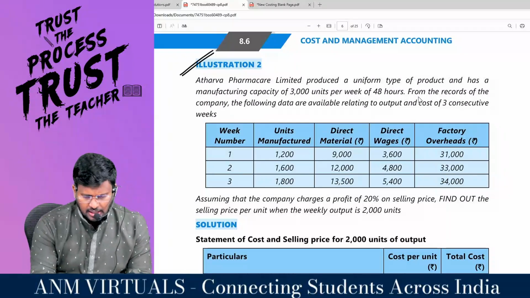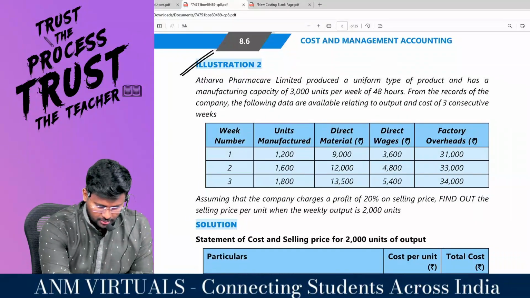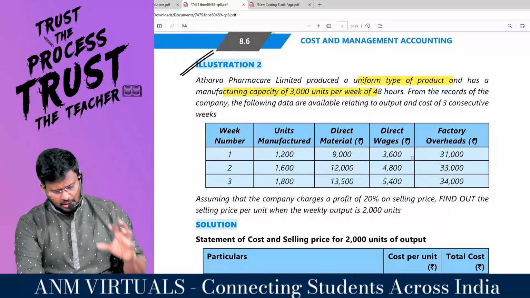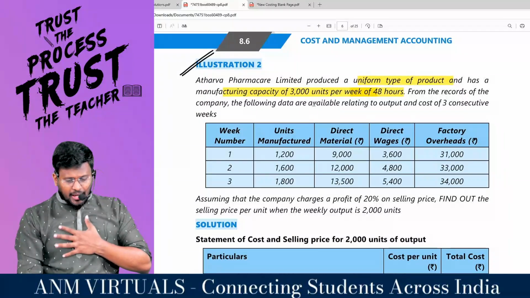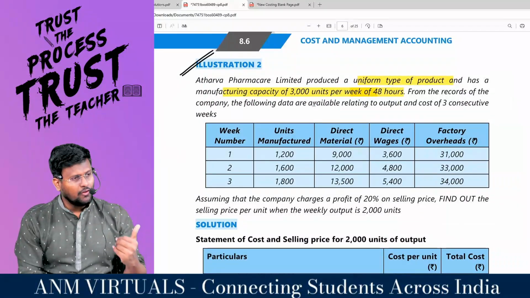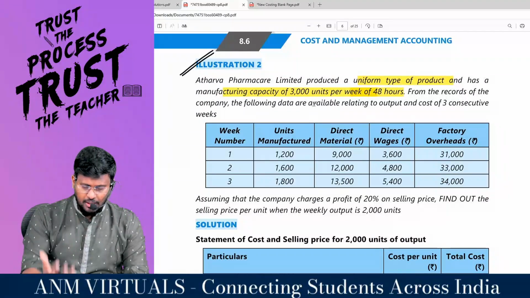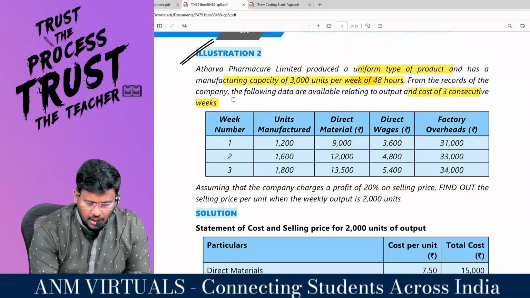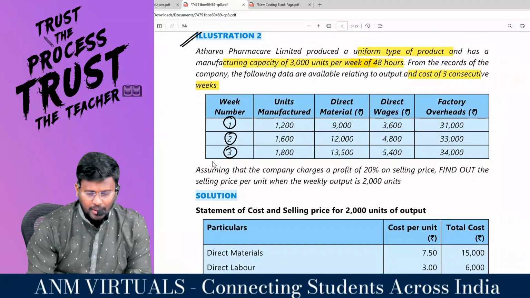Pharma Care Limited produced a uniform type of product and has a manufacturing capacity of 3,000 units per week of 48 hours. So in a week, maximum they can produce 3,000 units per week of 48 hours. From the records of the company, the following data are available for output and cost of 3 consecutive weeks: week number 1, week number 2, week number 3.